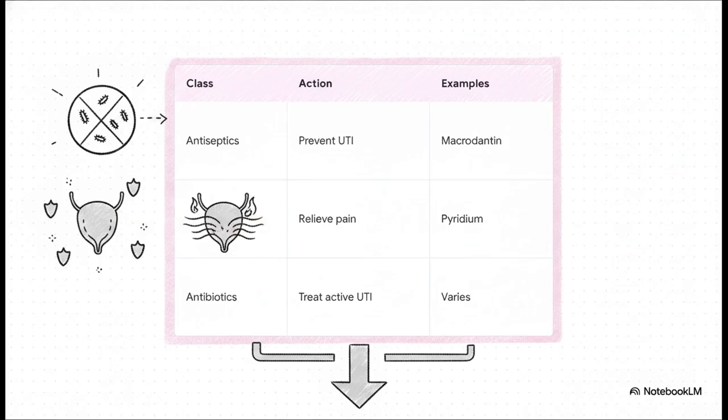Second, urinary analgesics, like Pyridium. These don't fight bacteria at all. They just coat the urinary tract to relieve that severe pain and burning you get with a UTI.